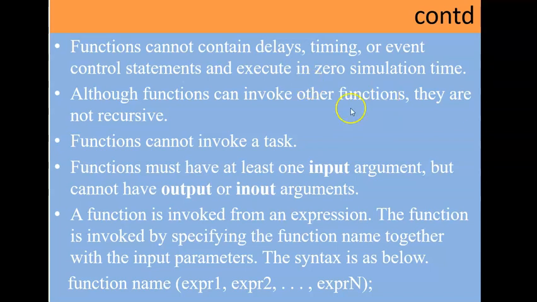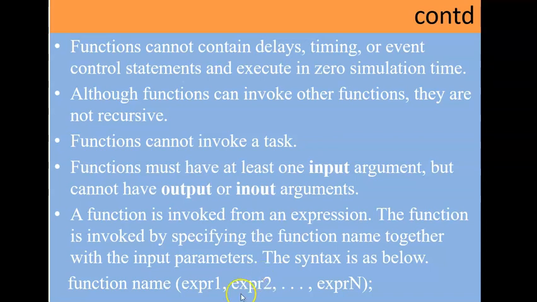Functions must have at least one input argument, and more than one is also possible. But a function cannot have output or in-out arguments. That's very important, because at the end it will give the value. So functions cannot have delays, and functions cannot have output or in-out arguments. A function is invoked from an expression. The function is invoked by specifying the function name together with the input parameters. I have to give the input. For example, if I invoke a full adder function, then I have to give 3 inputs. Then it will give me the result.